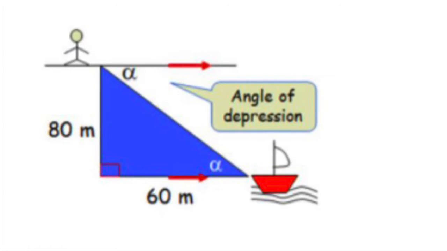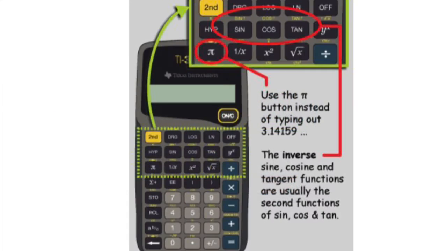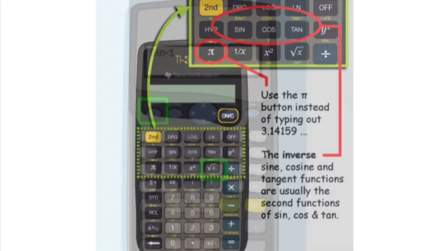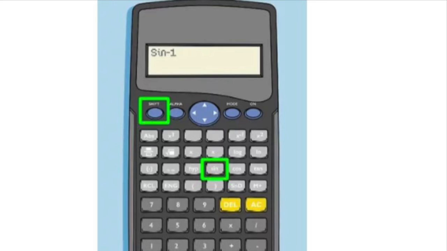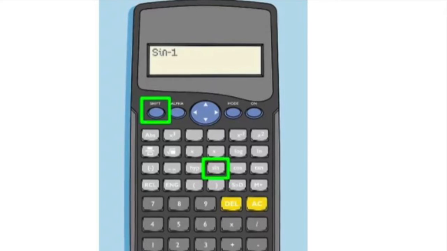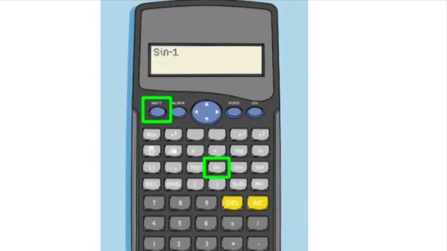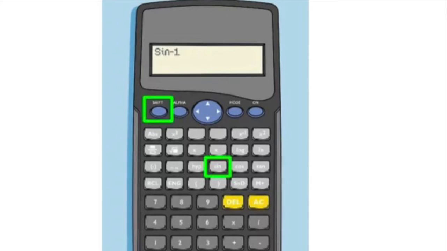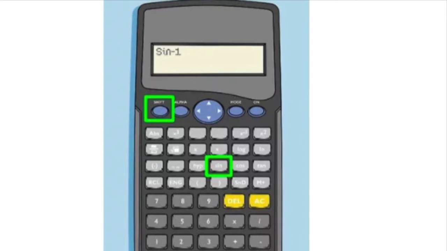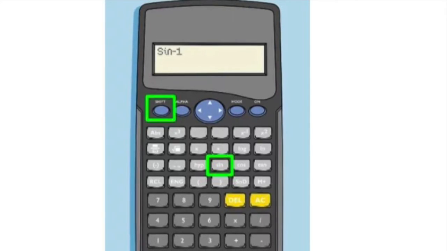So I want to remind you, like I reminded you in previous videos, that anytime you're looking for an angle, you need to press second and then sine, cosine, or tan. You can't just press sine, cosine, or tan. You have to press the second button first, or sometimes on your calculator it might be shift. So I want you to look on your calculator and make sure you find that shift or second button, because that's the button you're going to need to press before sine, cosine, or tan when you're solving problems and you're looking for an angle.